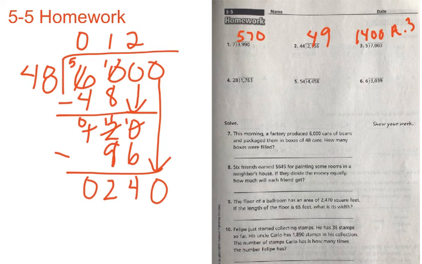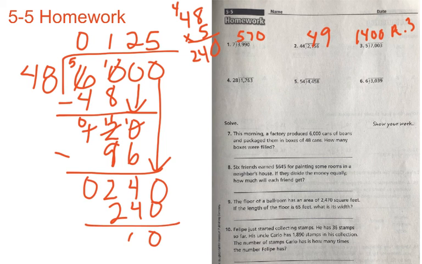We can use estimation here because 48 is very close to 50 and 240 is very close to 250. So I'm going to estimate that it's going to be times 5. Let's go ahead and try that out. 48 times 5. 8 times 5 is equal to 40. Put down your 0, carry your 4. 5 times 4 is equal to 20, plus 4 is 24, so 240. So we're exactly right with 5. 240 minus 240 is 0. So there's no remainder. So your answer is going to be 125 boxes. They were able to fill 125 boxes.